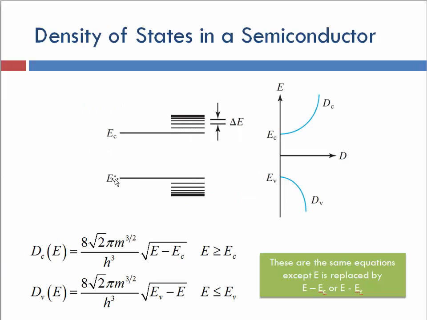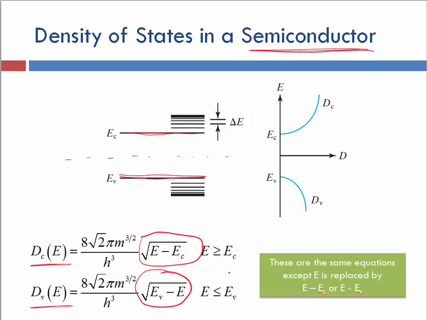Now, what happens in the case of a semiconductor? Well, in a semiconductor, we know that there's a separation between the valence band and the conduction band. So let's take as a point of reference the bottom of the conduction band and the top of the valence band as our energy references, right? So the equations for density of states in the conduction band and density of states in the valence band are very similar to the ones in a conductor. The only difference is that instead of just E, we have to account for the fact that there's a separation between EC and EV.